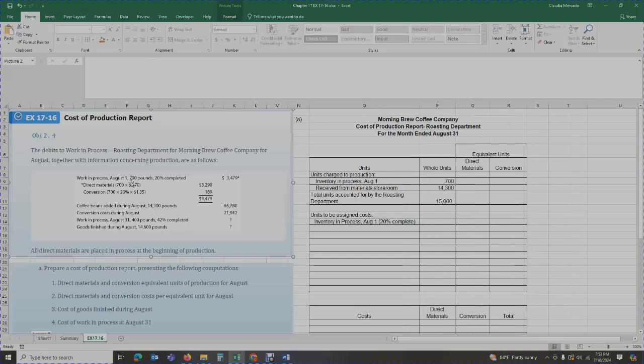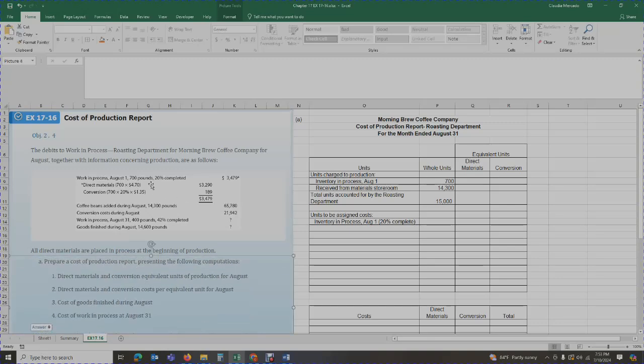If we look at the information provided, we have 700 pounds of coffee. It's 20% complete. So, how many units do we have of beginning inventory? We have 700 units. Now, out of those 700 units, or 700 pounds of coffee, how much are the equivalent units? So, how much of those 700 pounds are we going to account for in the month of August?